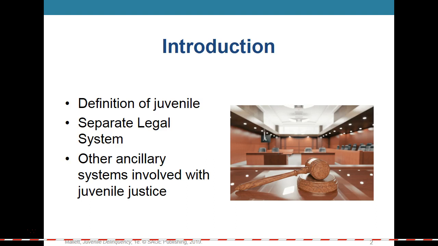The juvenile justice system handles legal matters involving a juvenile. It is a separate legal system that was set up for juveniles under the belief that children are different than adults and therefore should be treated differently. The juvenile justice system includes police, probation, and corrections, as well as some of the ancillary systems like child welfare, schools, and behavioral health systems. Although those aren't really considered to be part of the juvenile justice system, these ancillary systems have a significant impact on the juvenile justice process and the outcomes of those involved.